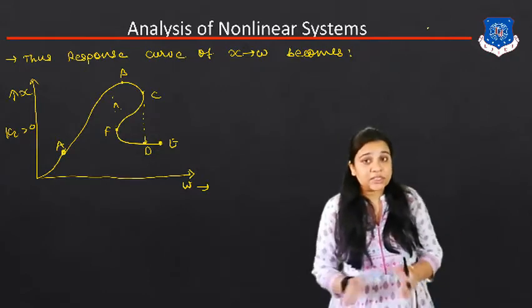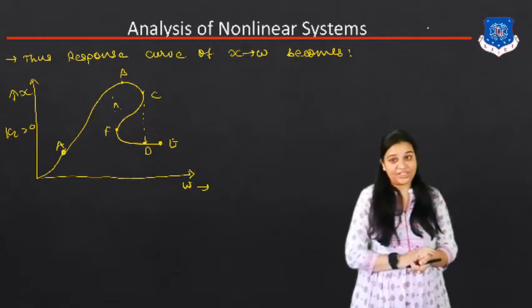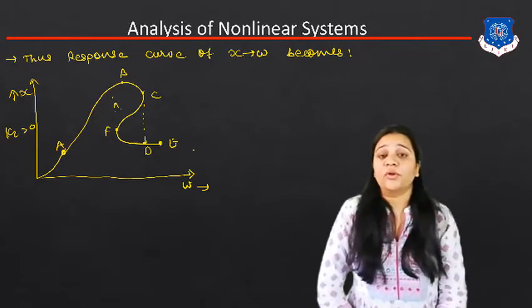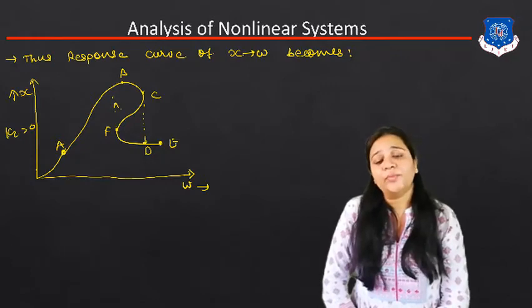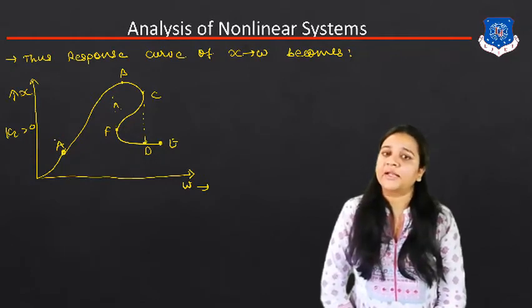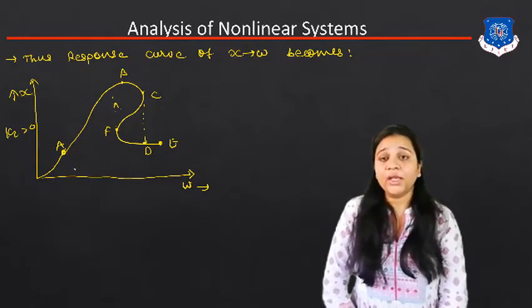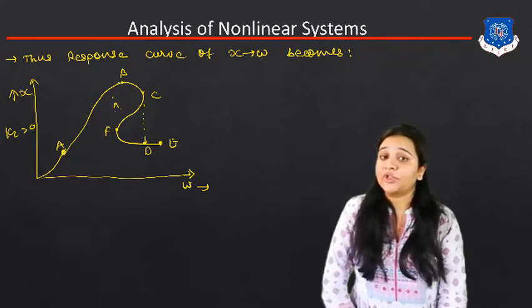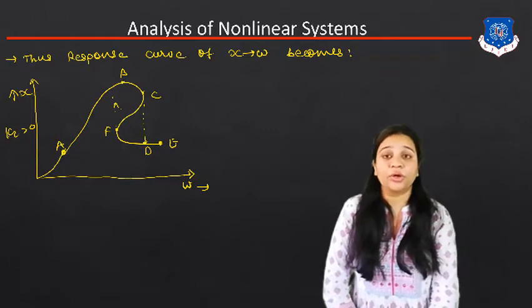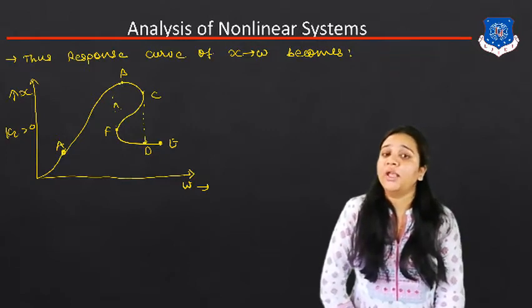Now this response is known as the jump response. Why? Because here you can see that when we increase the value of omega, the value of x increases and we get point A. Again, if we increase the value of omega, we get the resonant peak, the peak overshoot, and this point is known as point B.